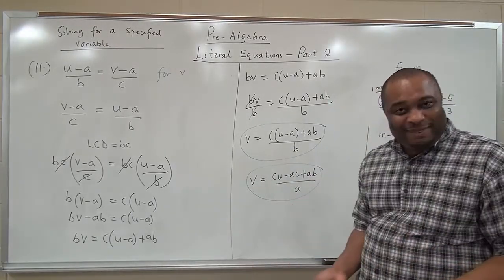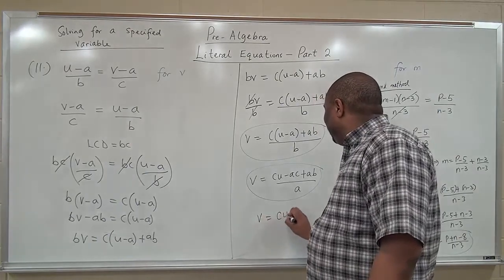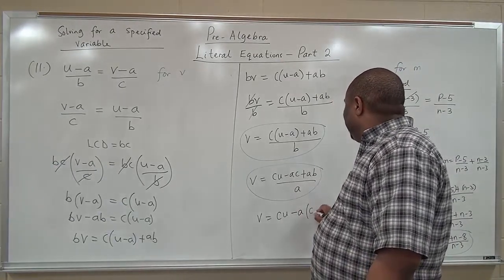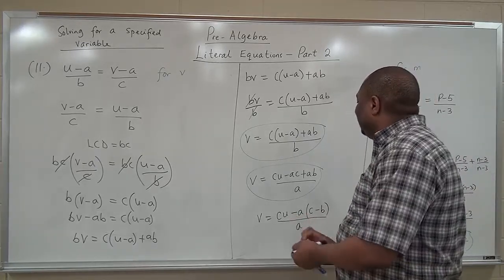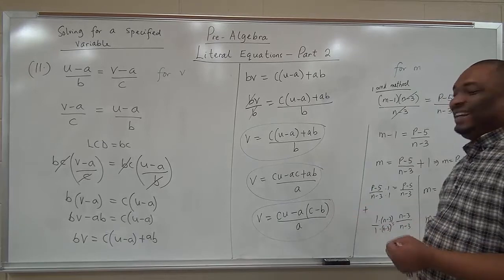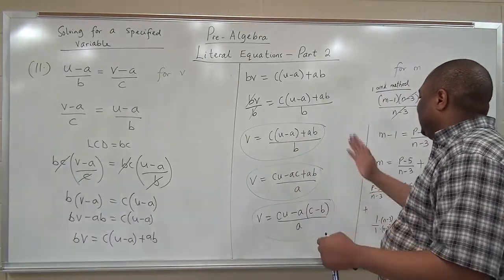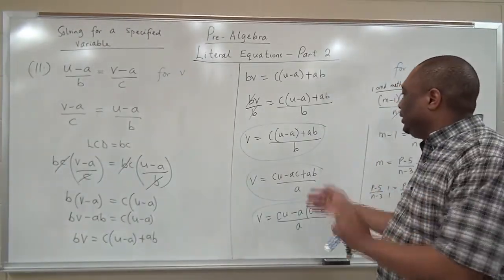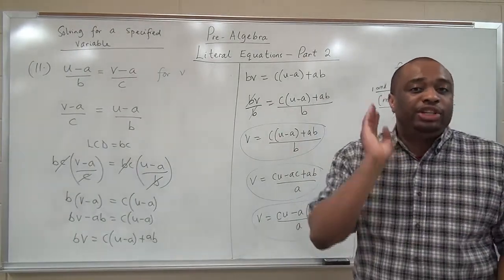Now, if you still want to play with mathematics, you can write V equal to CU, because you factor this, minus A, C minus B, all over A. This is still correct. I don't want to start splitting it up: CU over A minus AC over A plus AB over A. I like it joined. So whatever you want, just give your professor what he or she wants.